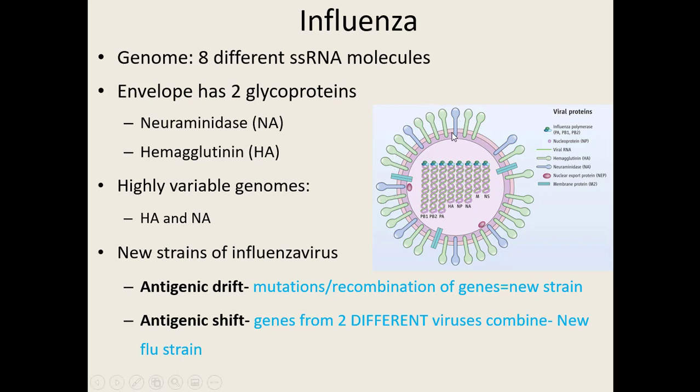Now, different ways we get new flu strains. The first one is the most common. There is some type of recombination, a shuffle of the genes, a mutation that can happen that changes those NAs and HAs that allows us to get a new strain. Now, this changing of the genetics and changing of the existing flu virus is called antigenic drift. And it's antigenic drift that is the number one reason why you need a new flu vaccine every year.